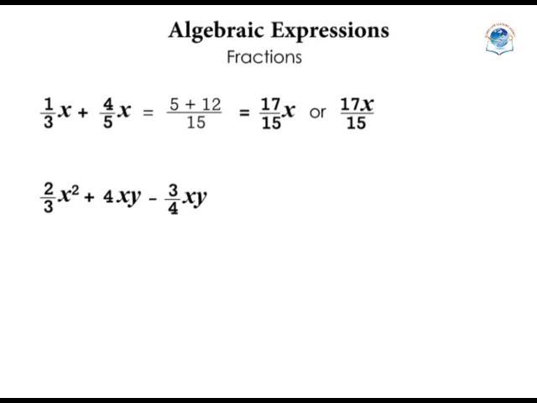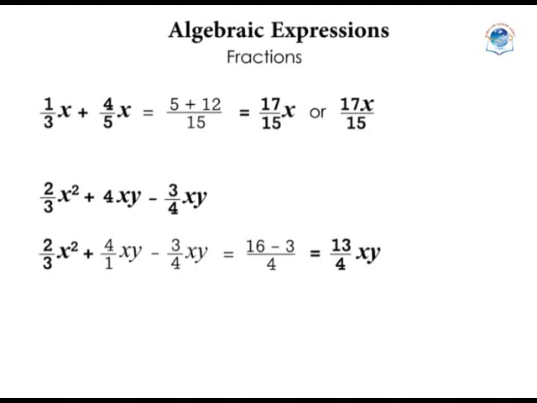2 over 3x squared plus 4xy minus 3 over 4xy. The like terms are xy. 2 over 3x squared remains the same. As a fraction, 4xy is equal to 4 over 1 xy. We subtract 3 over 4xy. The LCM of 4 and 1 is 4. 4 divided by 1 is 4, times 4 is 16. Minus 4 divided by 4 is 1, times 3 is 3. So we have 13 over 4 xy, and we add that to 2 over 3 x squared.